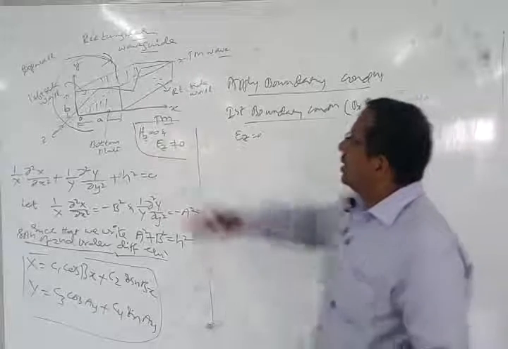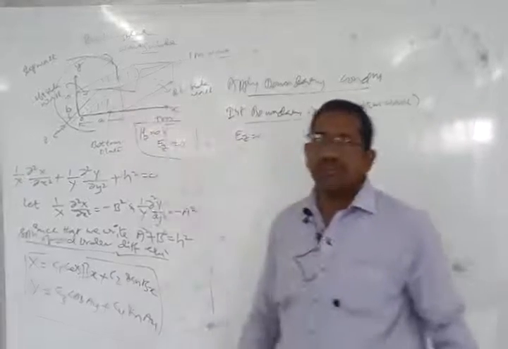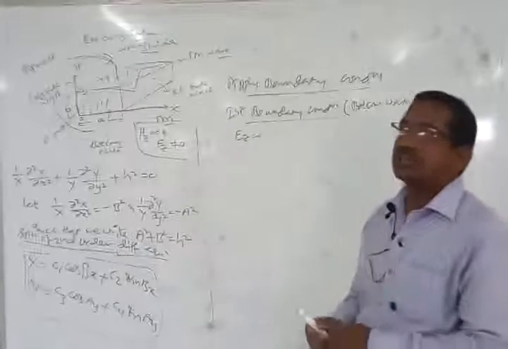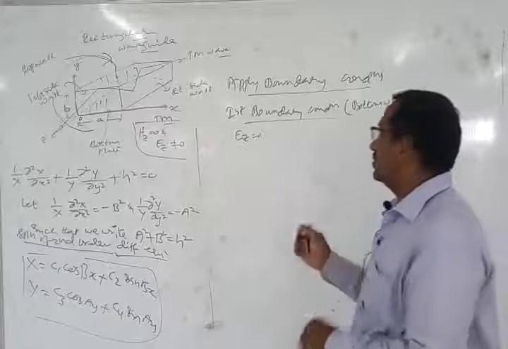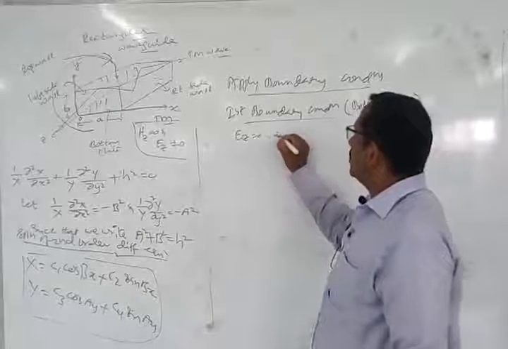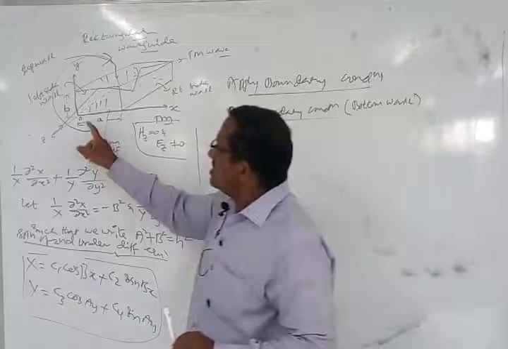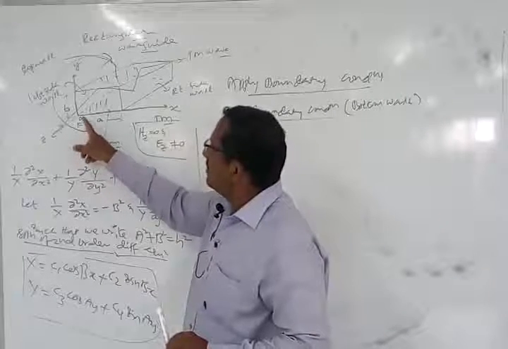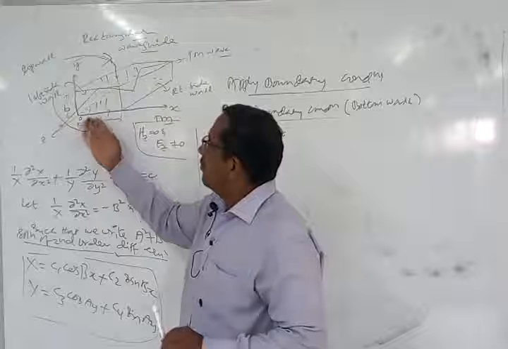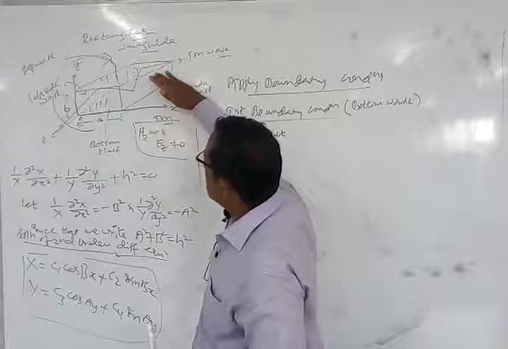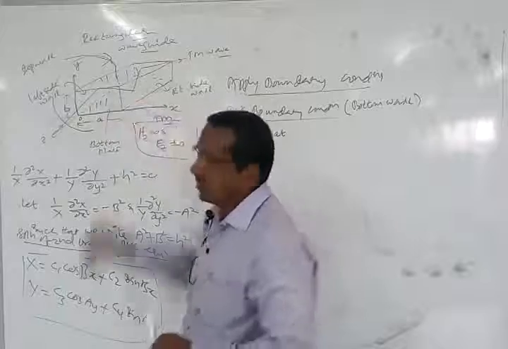So therefore, the tangential component should compulsorily be equal to 0. That means the Ez value we are going to consider as equal to 0. So Ez is equal to 0 at, now what is the value of y? Y will always be 0. See, this is the bottom plane. In the bottom plane y is 0.